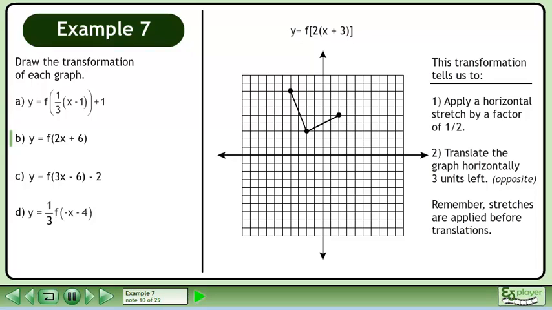This transformation tells us to 1. Apply a horizontal stretch by a factor of 1 over 2, and 2. Translate the graph horizontally 3 units left. Remember, stretches are applied before translations.